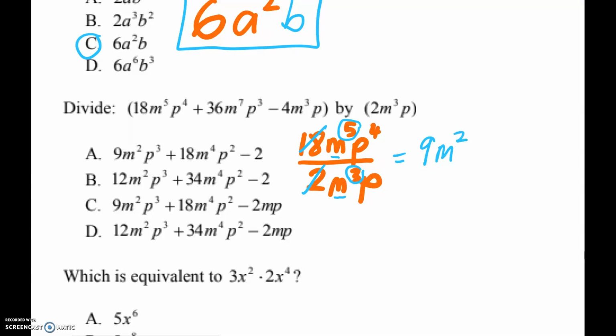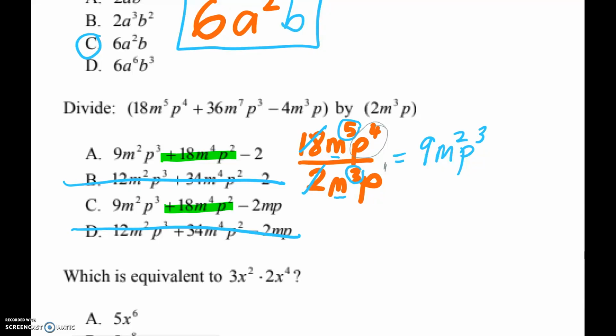Now it is time to divide p to the 4th divided by p to the 1. There is an invisible 1 right here. 4 minus 1 is going to be 3. So I need to put here p to the power of 3. 9m squared p cubed. I can eliminate b. I can eliminate d in this case. And I observe that the second terms are exactly the same. I don't need to do that. I can skip that part.